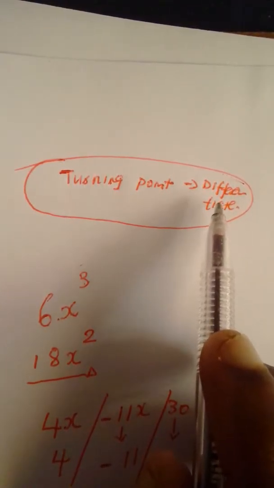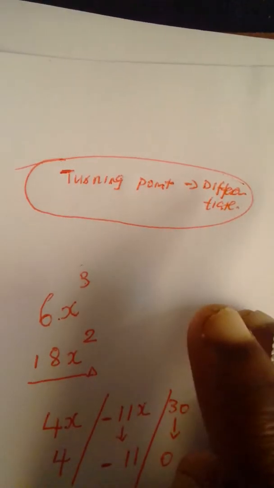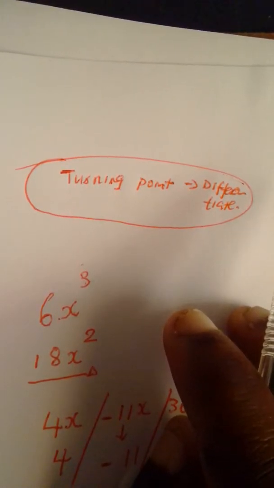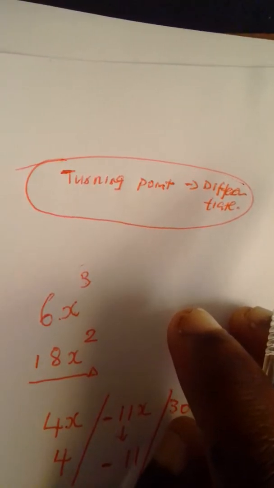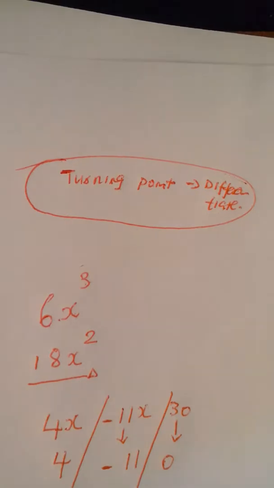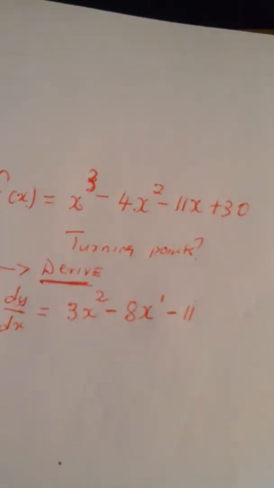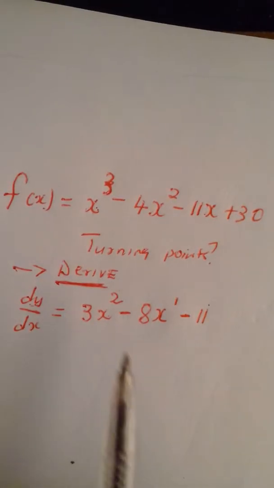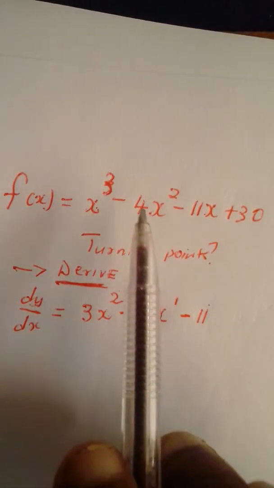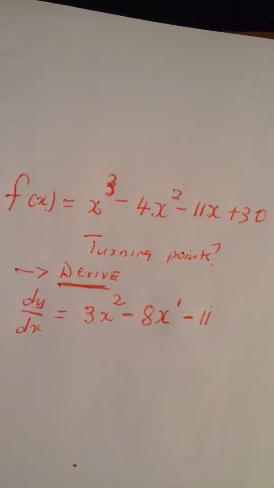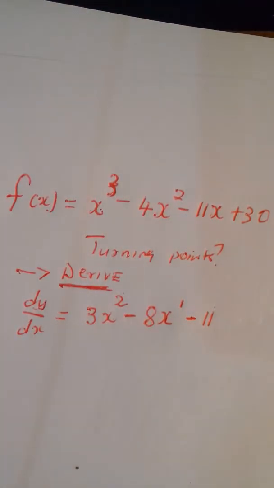You say dy over dx. Know that one, don't forget it. To calculate the turning point, you just have to derive. So you differentiate your function. Hopefully you know how to differentiate. So now I was differentiating this function, x cubed minus 4x squared minus 11x plus 30. I was differentiating because I am looking for the turning point.